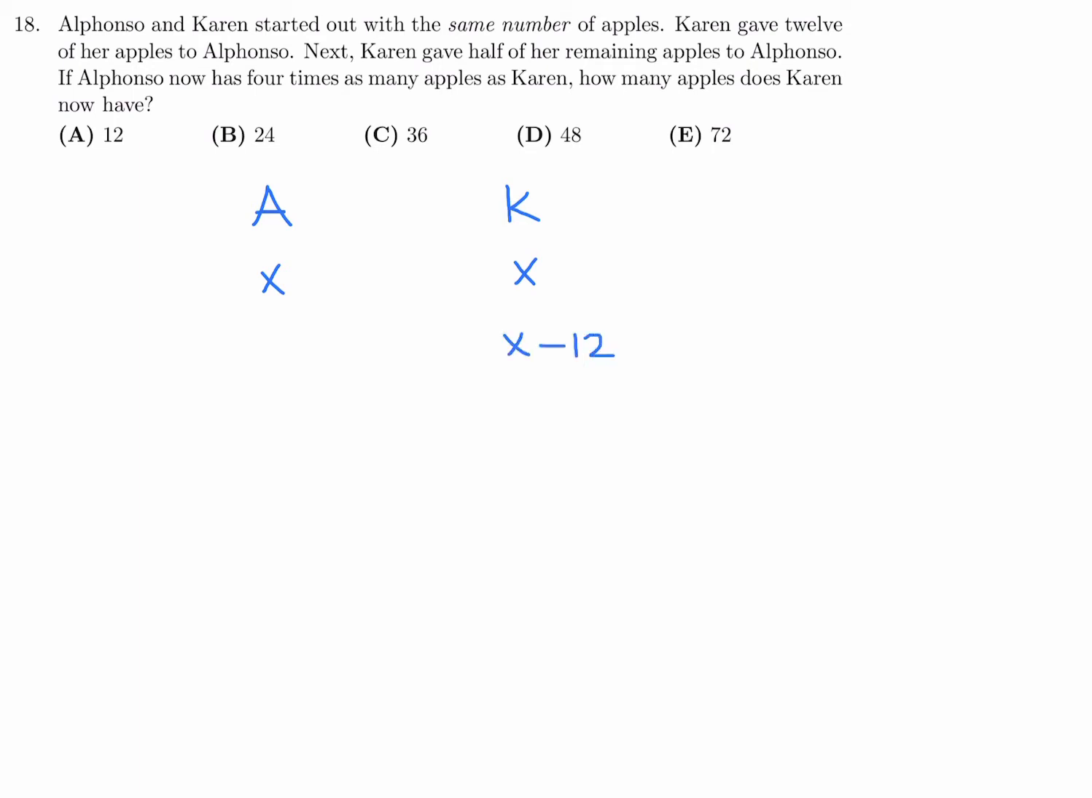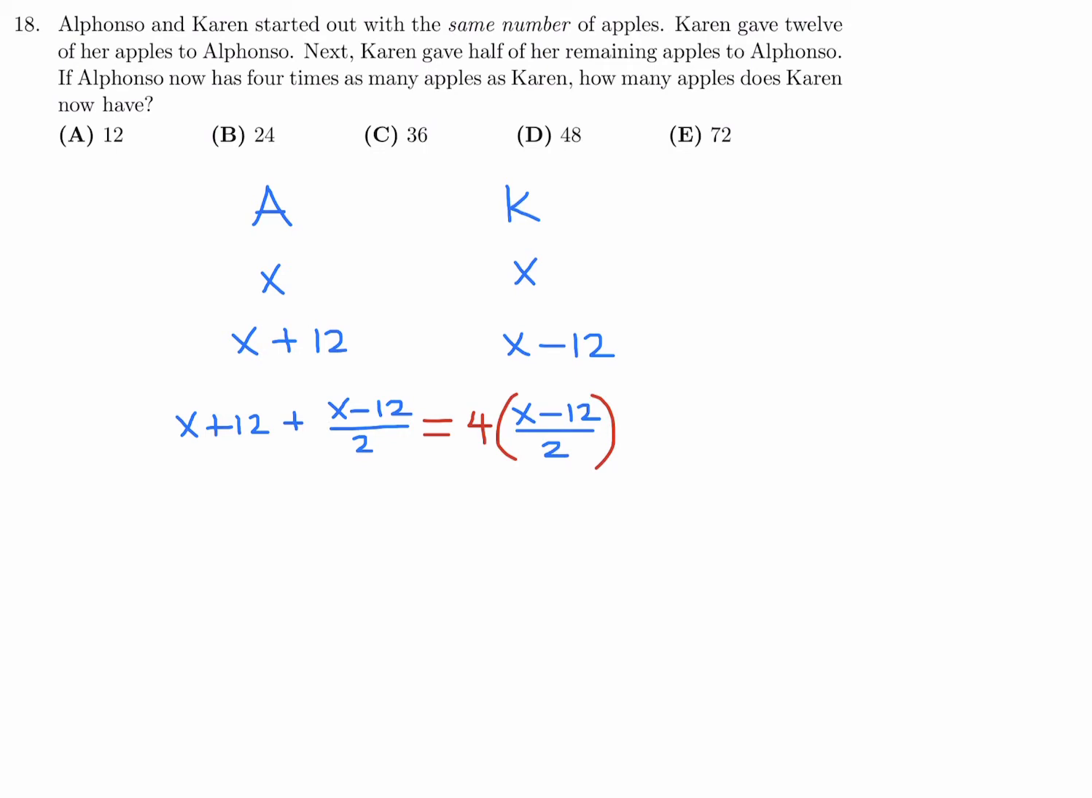So she ends up with x minus 12, and he ends up with x plus 12. Then she gives half of what she has to Alfonso. So she's basically giving him (x minus 12) over 2. And he had x plus 12, so now he has this much. So she is left with (x minus 12) over 2, right? So half of what she had before. And this, they are saying, is equal in the following way. Alfonso now has 4 times as many apples. So that is the equation we have to solve.